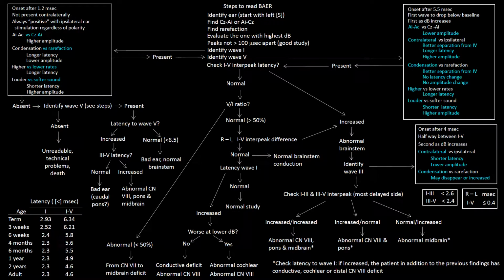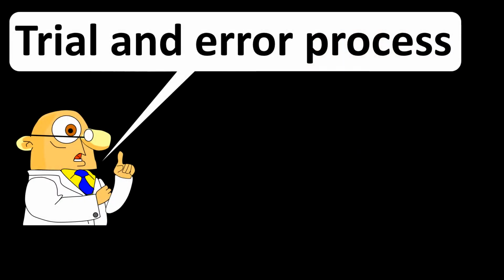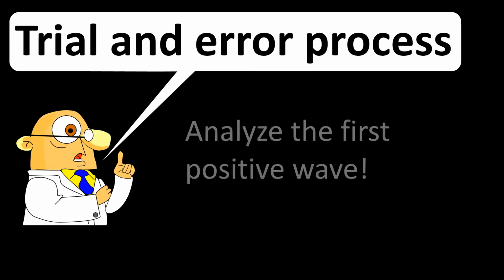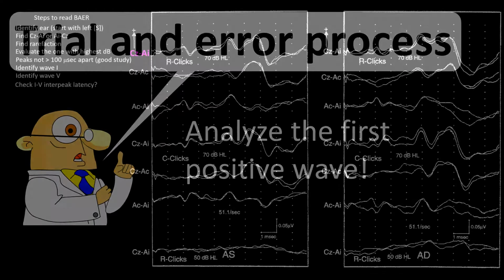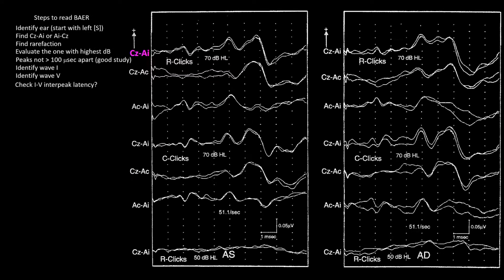So, going back to the master chart, you see that the next step is to identify wave 1. How do we do this? By a trial and error process. I like to start by analyzing the first positive wave. So, going back to the frame with the panels, the item signaled by the arrow is wave 1 identification. Here I have indicated the first positive wave.